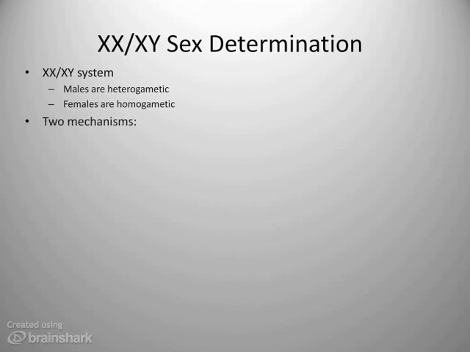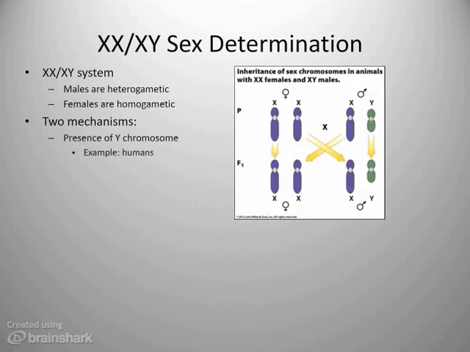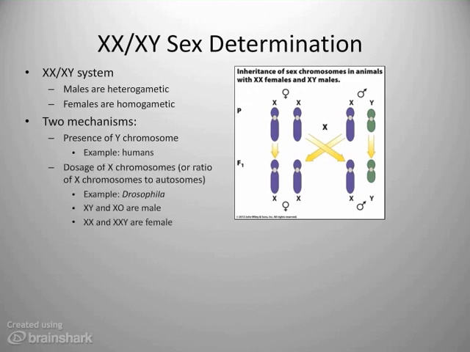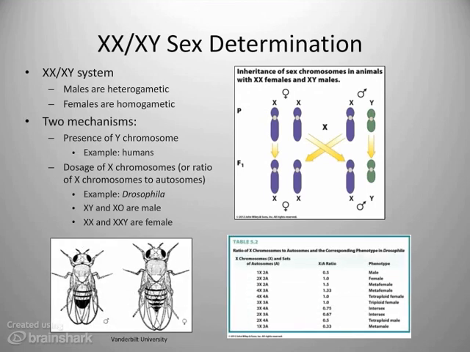There are two mechanisms that exist in nature that use the XX/XY sex determination system. First, there is a system used by humans and all mammals, where the presence or absence of the Y chromosome determines the sex of the offspring. In Drosophila, or the fruit fly, it's the dosage of the X chromosome, or the ratio of X chromosomes to autosomes, that determines the sex. Looking at this table here, we can see that an X chromosome to autosome ratio of less than 0.5 gives the male phenotype in this species, while greater than or equal to 1 gives a female phenotype, and between 0.5 and 1 gives a male phenotype.